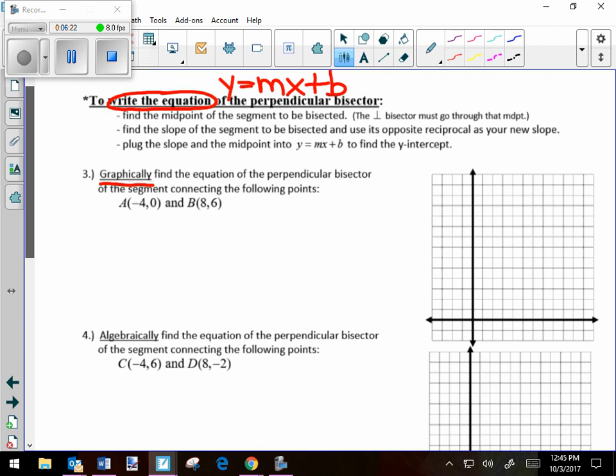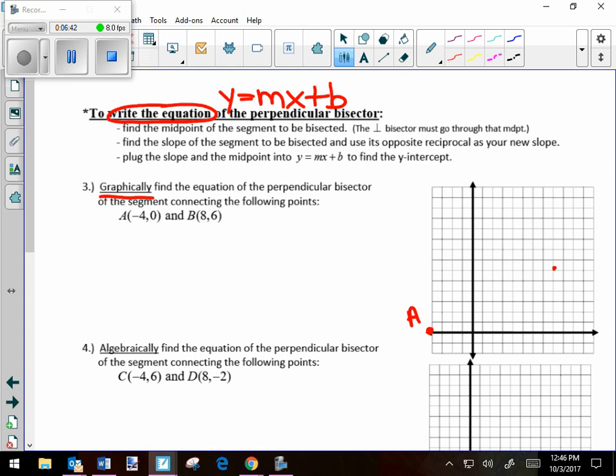So what I'm going to do is plot the 2 points that they give me to create the segment. One of my points is right here. It's point A, negative 4, 0. And then the other one is 2, 4, 6, 8, 1, 2, 3, 4, 5, 6. So here's where this other point is, and that's going to be point B.